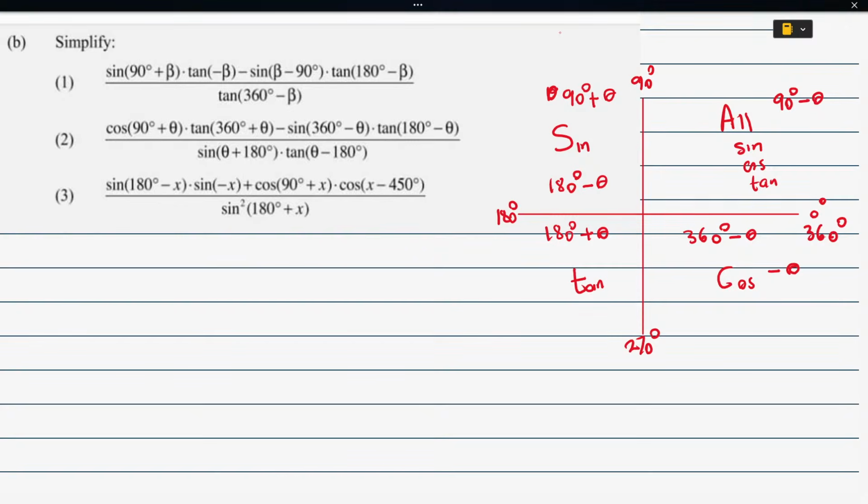I hope you still remember that sine of 180 degrees minus theta. The answer is, which quadrant is 180 in? That is the second quadrant. That's why sine is positive. You say sine theta. Okay.